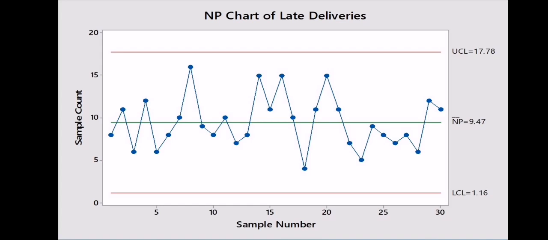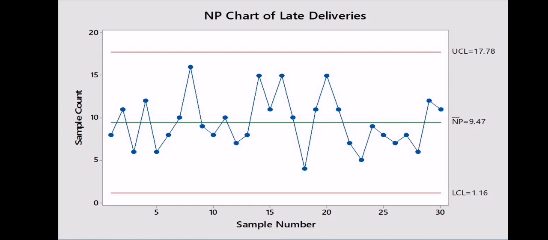which you can study or may have studied in the past. So these are the number of late deliveries by a courier over 30 days. The sample size is 50. So out of 50 deliveries, the number of late deliveries is tracked every day, and this is plotted on a chart. And this chart indicates that the process is in control. There is no evidence that the process has changed and that the proportion of defectives has either increased or decreased.